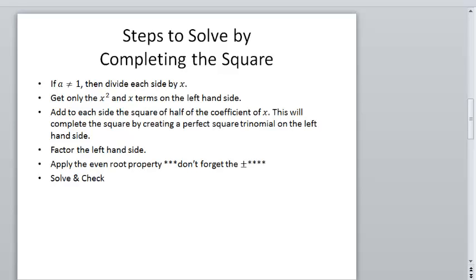Then I want to get the x squared and x terms on the left-hand side by themselves. So I'm going to push everything else over to the right-hand side. I'm going to find that last term to force what I have to be a perfect square trinomial. Then I'm going to factor that, and I'm going to use the square root property to get x by itself. And when I do that, I don't want to forget about my plus or minus. So let's actually apply those steps.